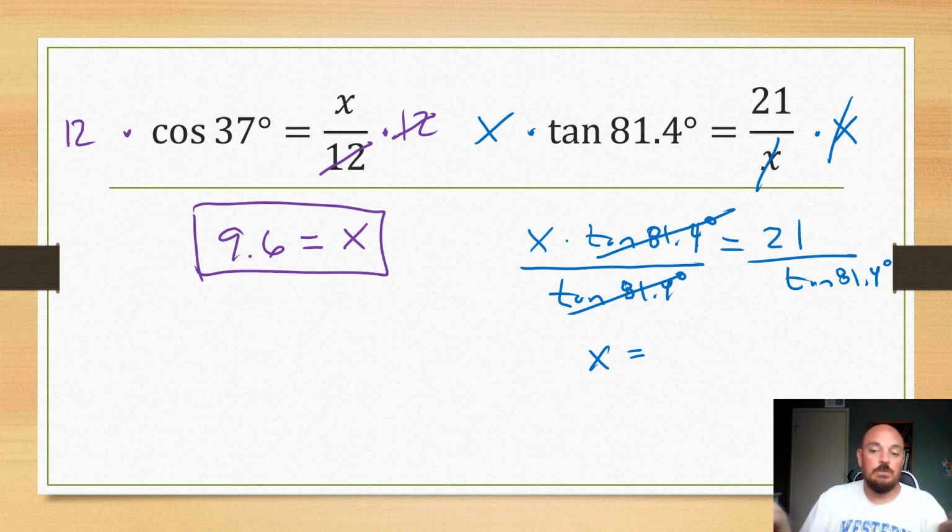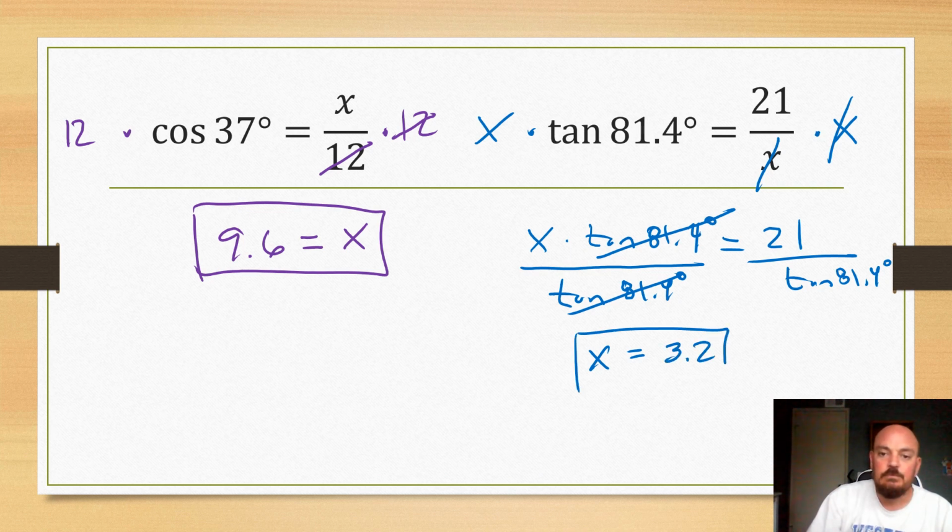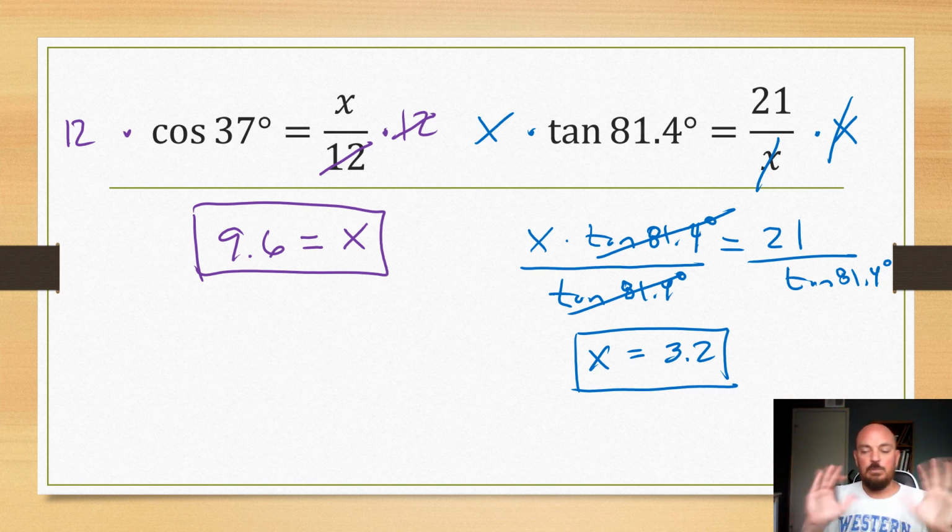Now here is where you would do it on a calculator again. You would grab a calculator and do 21 divided by tangent of 81.4. I actually did it already the first time I paused to go to my calculator, and it comes out to about 3.2. All right, so you're looking at the work right now. In purple, easy, one step. If x is on top, you just multiply and you're done. In blue, it took two steps.